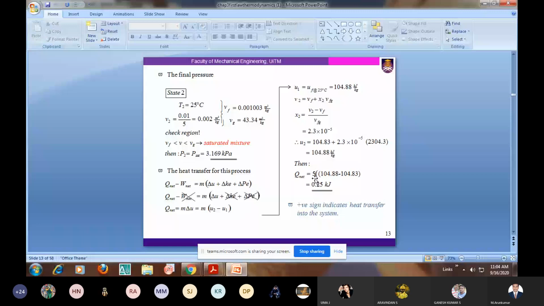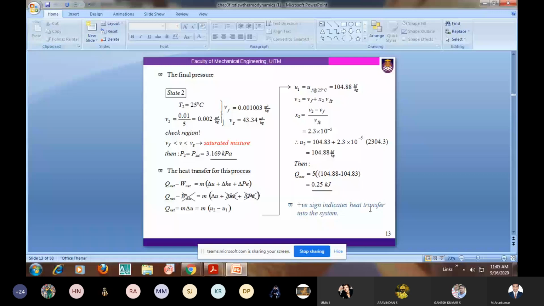So if you calculate, the value will be positive, so 0.25 kilojoule. The heat is added to the system, right? So heat is added to the system. If negative, heat is being removed from the system. So positive signs indicate heat transfer into the system. If out of the system, there will be some negative.